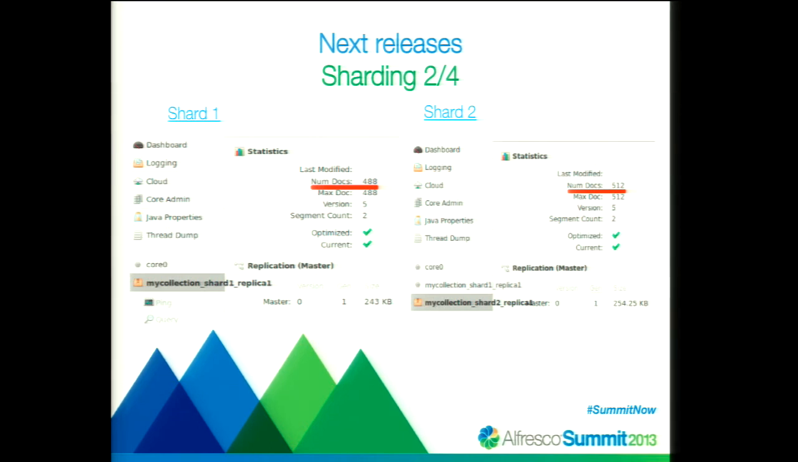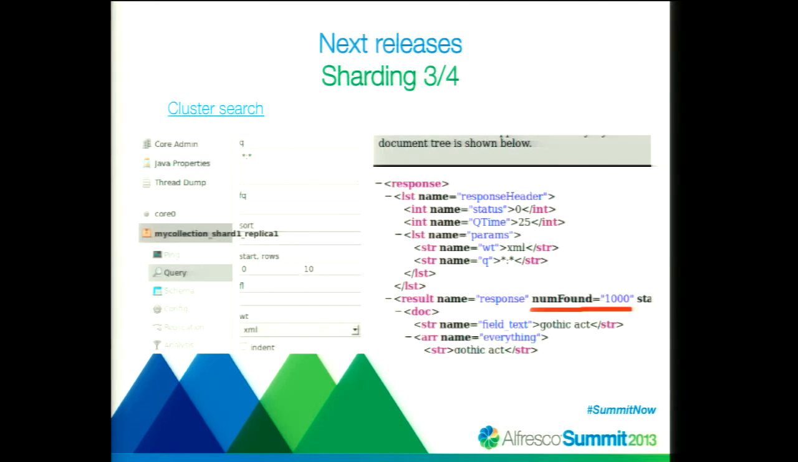So in this example, we have two shards. The first one holds 488 documents indexed, and the second one holds 512 documents. This is not two indexes, this is the same index, but split between two servers. So if you execute a search, the result will be 1,000, both combined at the same time.